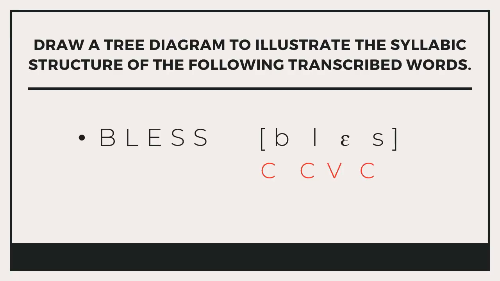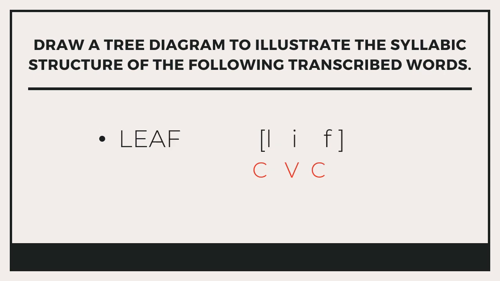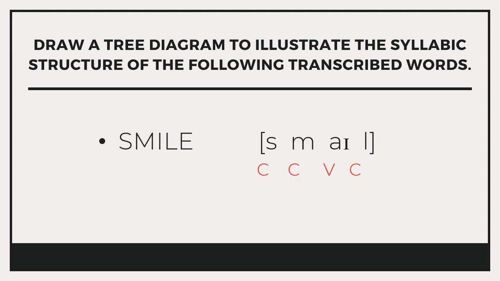So for the word bless, so we have B, which is a consonant, L, another consonant, E, which is a vowel, and the last sound is S, which is another consonant. Next, we have the word leaf. The first is L, which is a consonant, E, which is a vowel, and F, which is another consonant. Next, for the word smile, we have S, which is a consonant, M, which is another consonant, our diphthong I, which is a vowel, and L, which is a consonant.